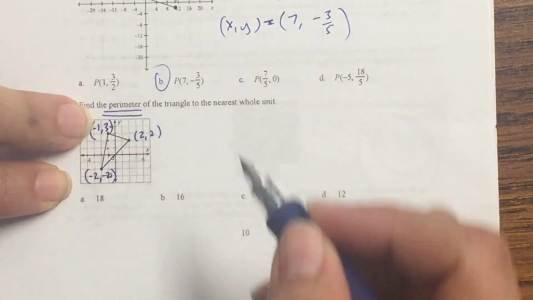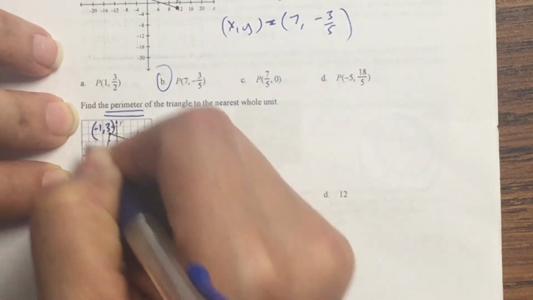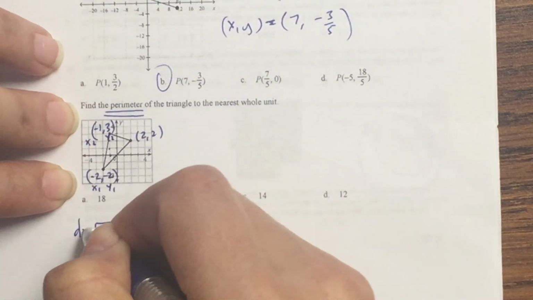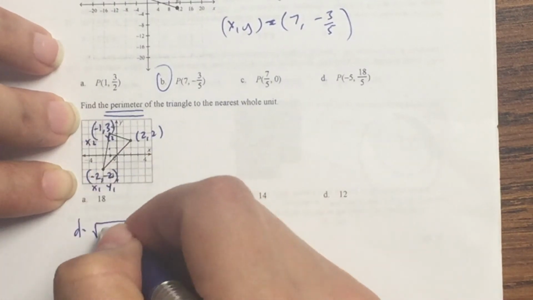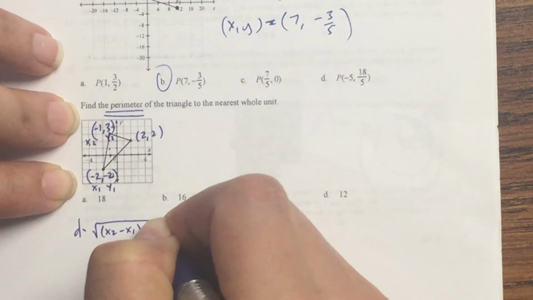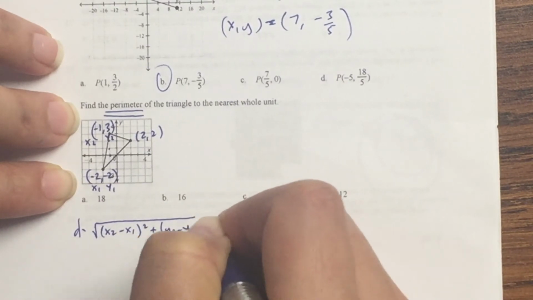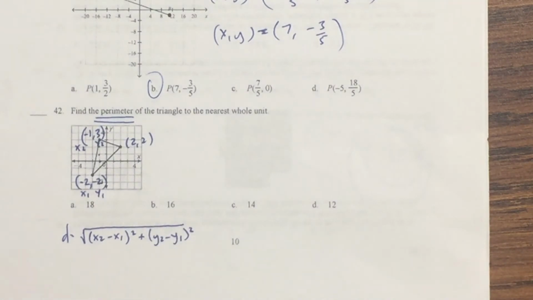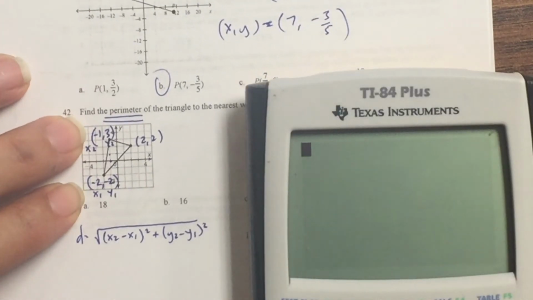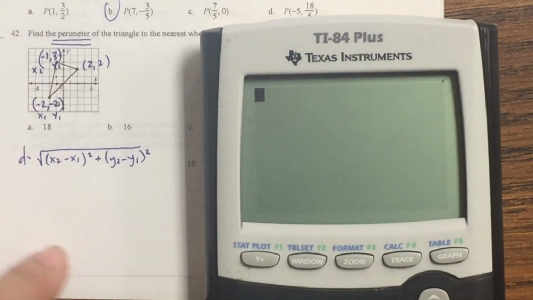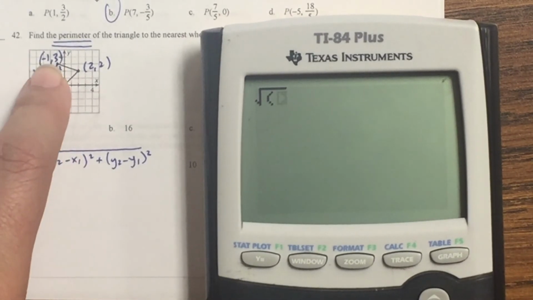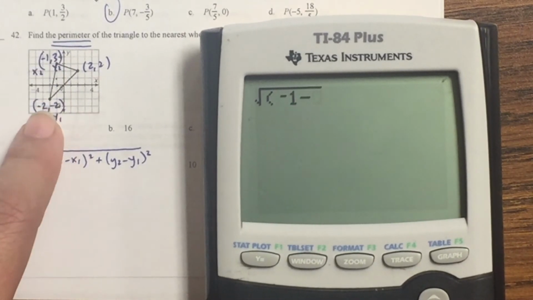So the distance from here to here. x1, y1, x2, y2. Remember, distance is the square root of (x2 minus x1) squared plus (y2 minus y1) squared. Straight out of the formula sheet. And then all you're doing is putting in the numbers. So it's the square root, open parentheses, x2. What's x2? I just labeled it, -1, minus x1, which is -2.